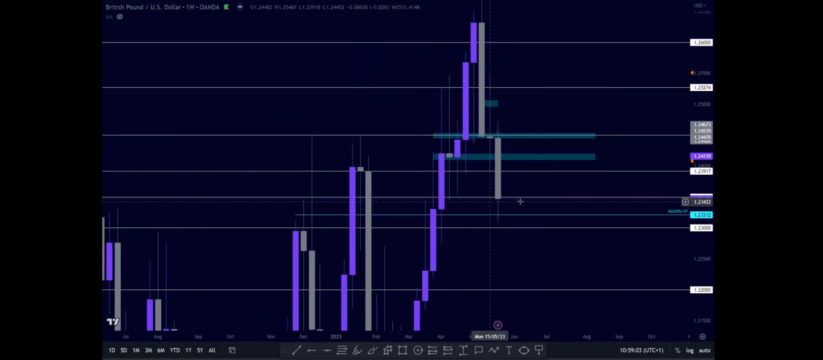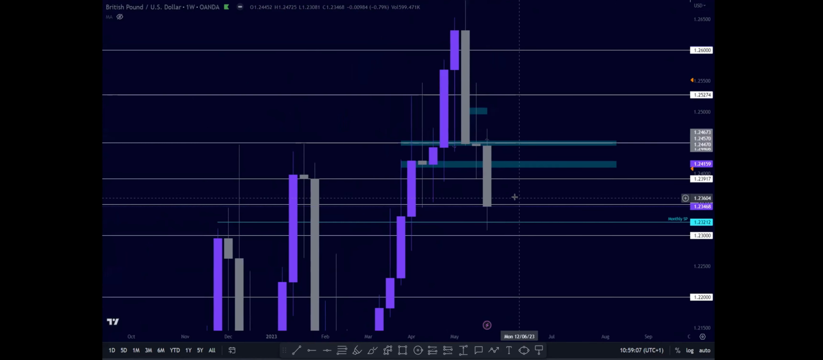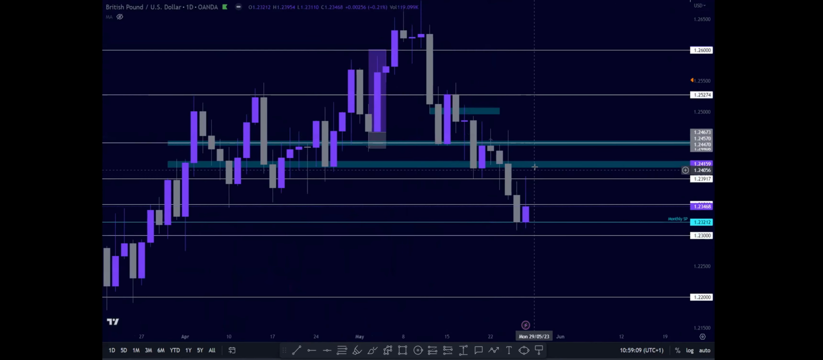So I'd like to see what happens within this range. I won't be trading GU at the minute. I'll be waiting to see what happens, to see if we can break above that area or break down below the monthly structure point. But yeah, very choppy at the minute, the market. So build your confidence and use proper risk management before taking trades.